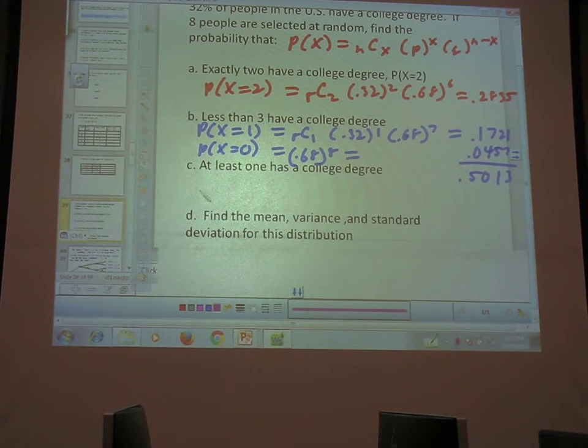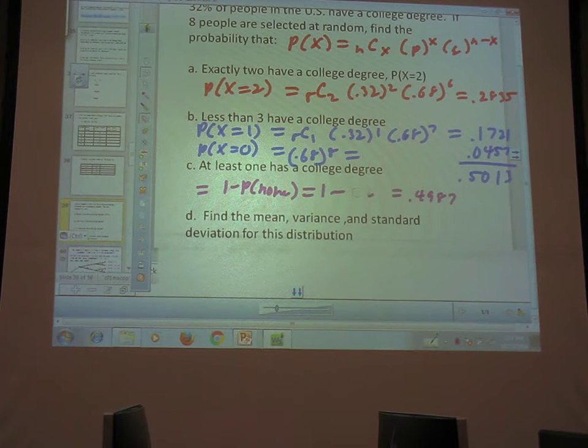So this is equal to 1 minus the probability of none, which is 1 minus 0.0457, which is 0.9543. Good. Mean, variance, standard deviation, we did it in class, right?